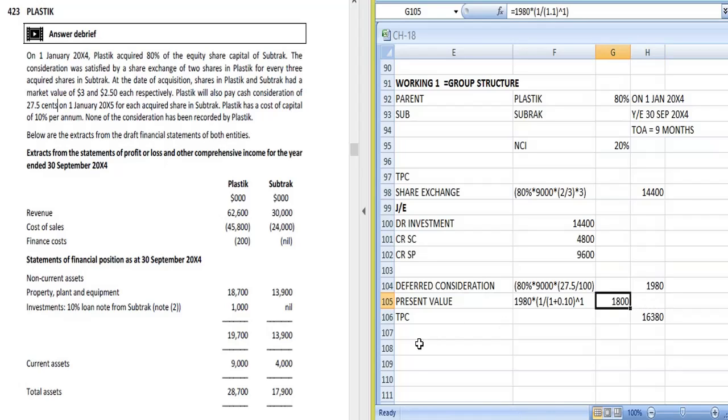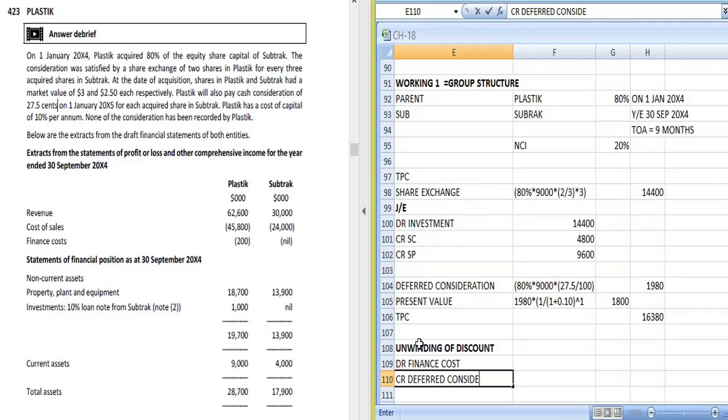Okay. So now we have to do unwinding of discount. So here, debit entries, journal entries, debit finance cost, okay, and credit deferred consideration. So we will just take present value and multiply with the cost of capital, which is given in the question, which is 10%.